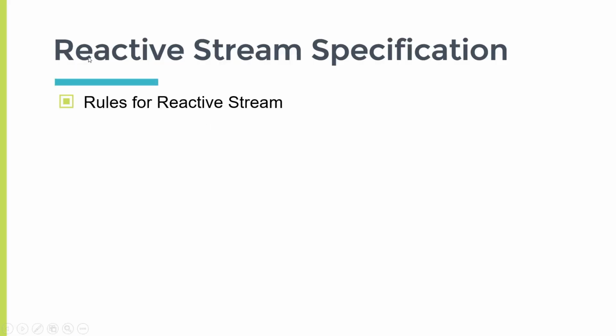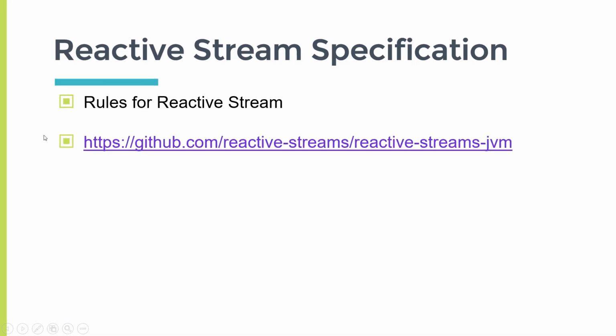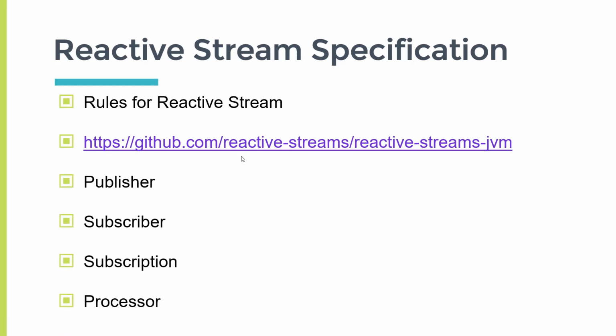Basically, it is rules for reactive stream. Just like any programming language, in each programming language we have certain rules that we need to follow, right? The same applies for reactive stream as well, and those rules are called reactive stream specification. This is the official page where you can check out more information regarding reactive stream specification. Reactive stream specification has 4 interfaces: publisher, subscriber, subscription, and processor. Let's check out each of these interfaces one by one.